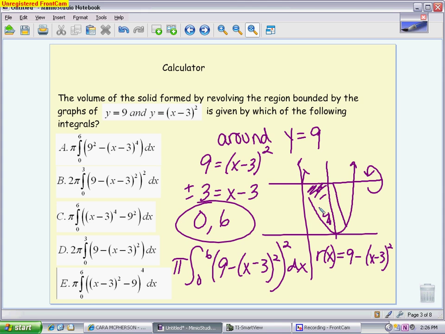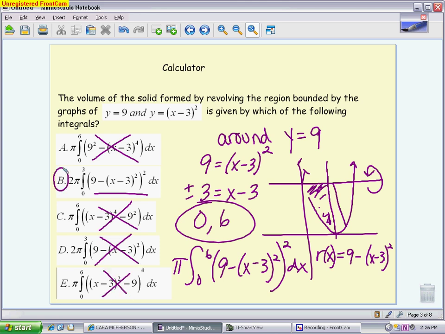When you look at your pieces, you need to have your radius squared, and this one has the right radius squared. This one squares the pieces individually. It's just a single radius, so that's the problem with this one. This one has the subtraction in the wrong order, and it's squaring them individually. This one down here forgets to square the whole quantity. It only squares the x minus 3, and this one has it in the wrong order. So the only one I had left was B.